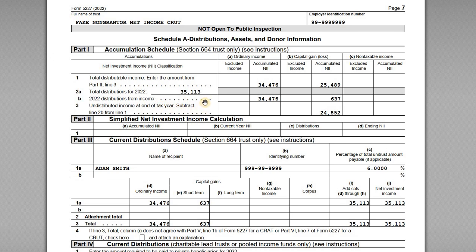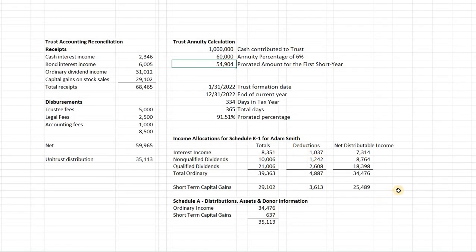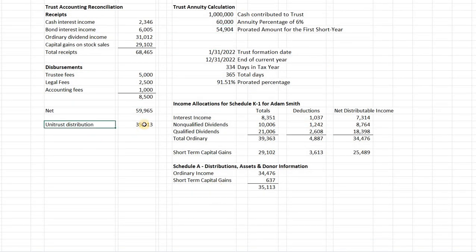Now, we say during the year and that it had to be paid out during 2022, but because this is a net income CRUT, we can make the payment after the end of the year. But $35,113 is what's got to be paid out to him. So now we have to figure out how we allocate this $35,113 across the various income groups, right? So you can do this with an Excel workbook. So we look at our Excel workbook down here. The total Unitrust distribution, again, is $35,113.